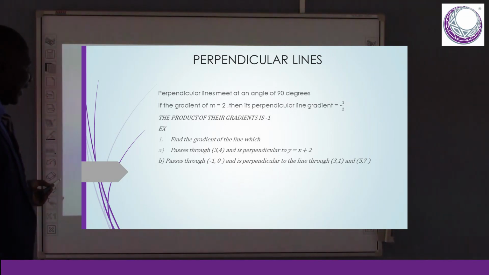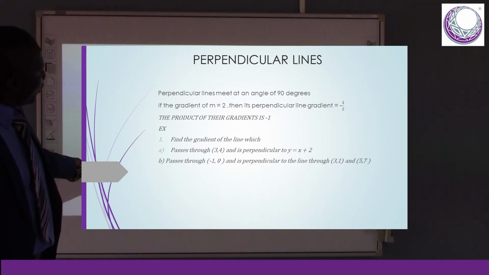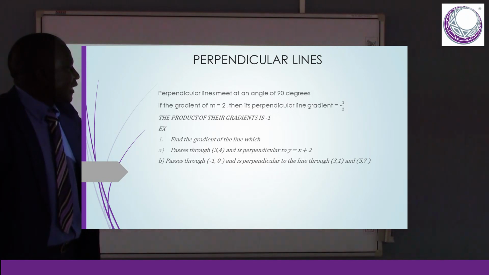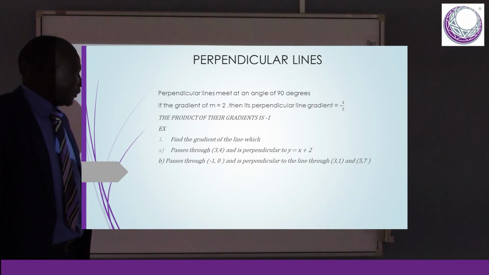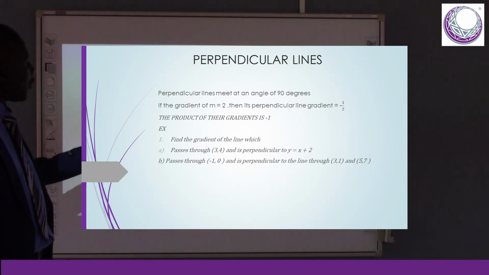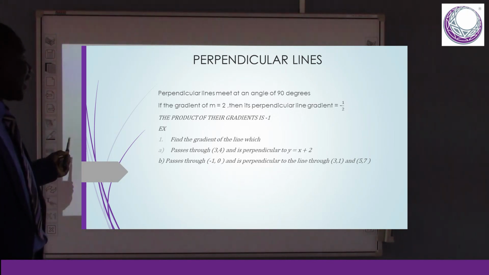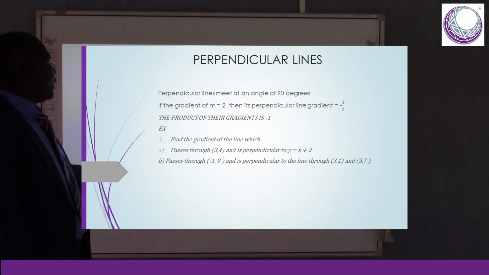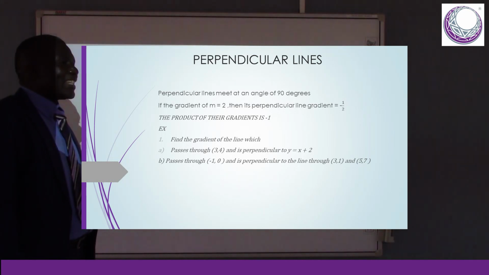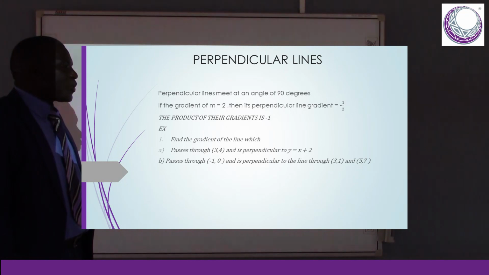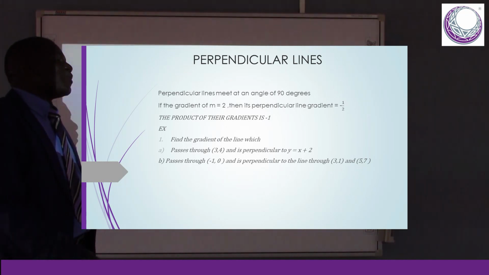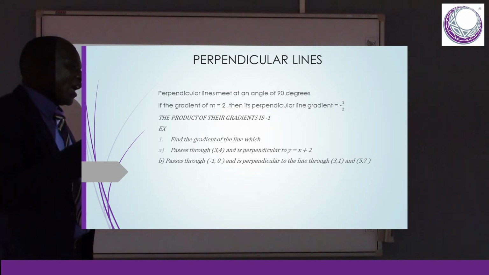Now, what am I saying here? I'm saying the product of their gradients should be minus 1. The products of the gradients of perpendicular lines should be minus 1. For example, if I'm given that the gradient of this particular line is 3 over 4, that means its perpendicular line's gradient is going to be minus 4/3.